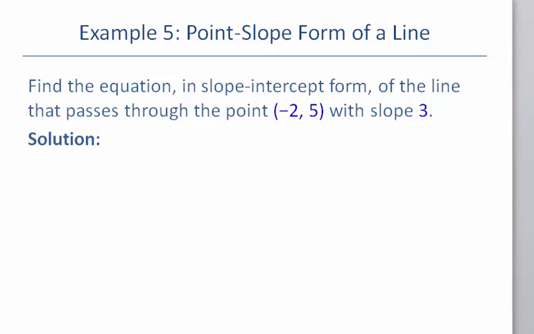Let's consider an example. Find the equation in slope-intercept form of the line that passes through the point -2, 5 with slope 3.